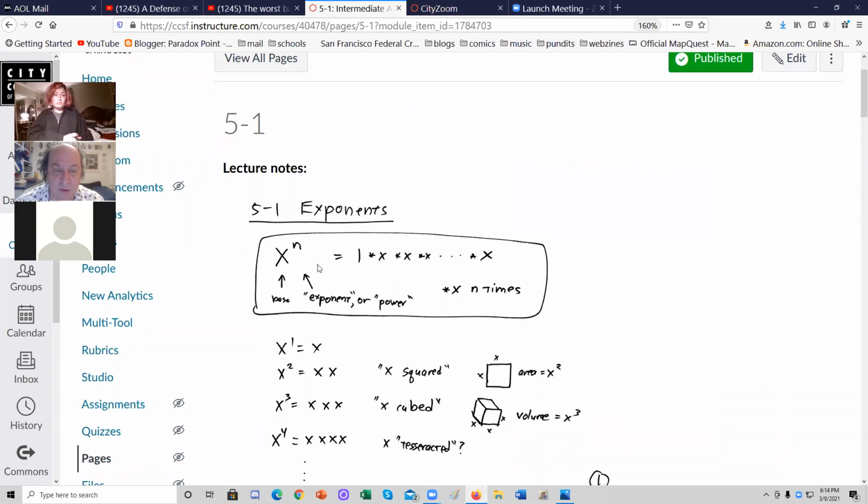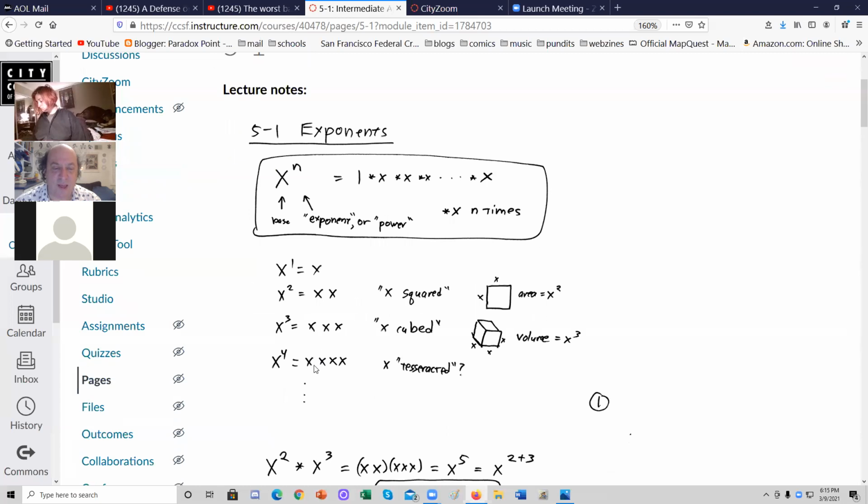An exponent, well, we have x to the power n. This x here is the base, this n is the exponent known as the power. You find this by starting with 1 and then multiplying by x n times in a row. So x to the first is just x. x to the second is x times x, called x squared, because if you have a square with side x, its area is x to the second power. x to the third power is x times x times x, called x cubed, because a cube with side x has volume x to the third power.